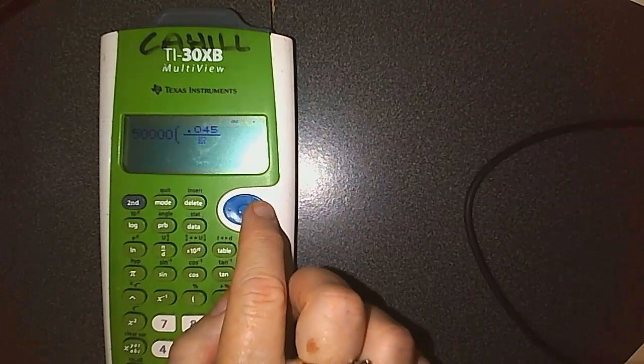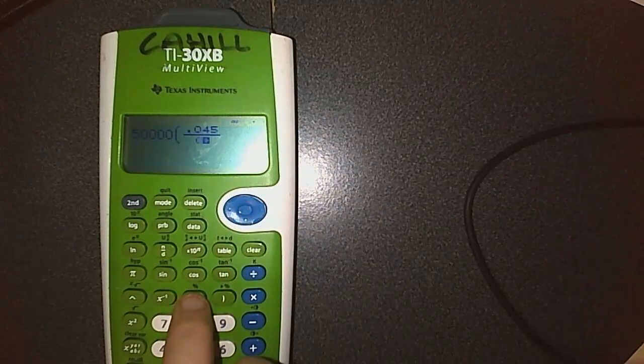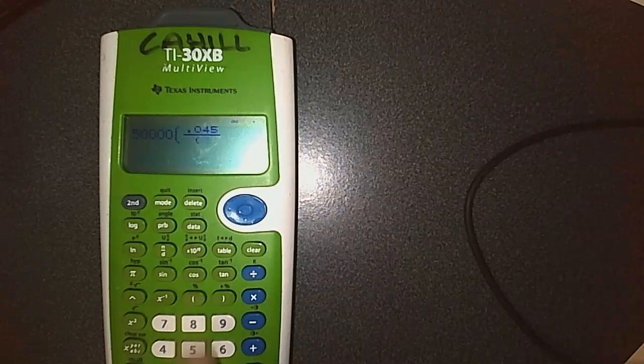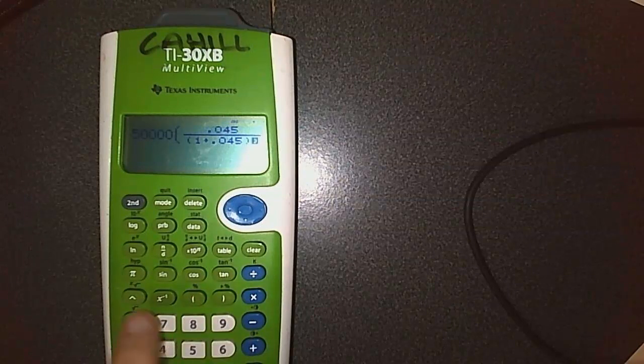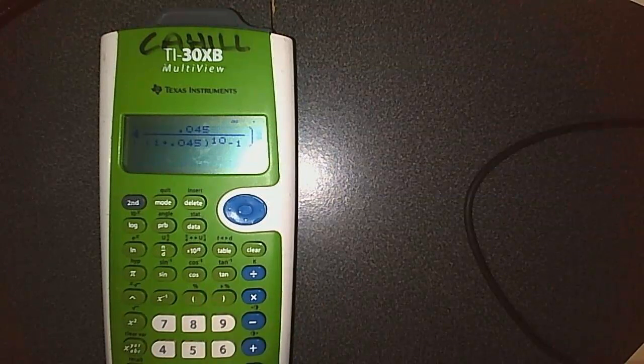Right. And we're going to have a small bracket down here. 1 plus 0.045 close brackets, raise to the power of 10, cursor across, subtract 1, cursor across, close brackets, enter, and I get $4,068.94.